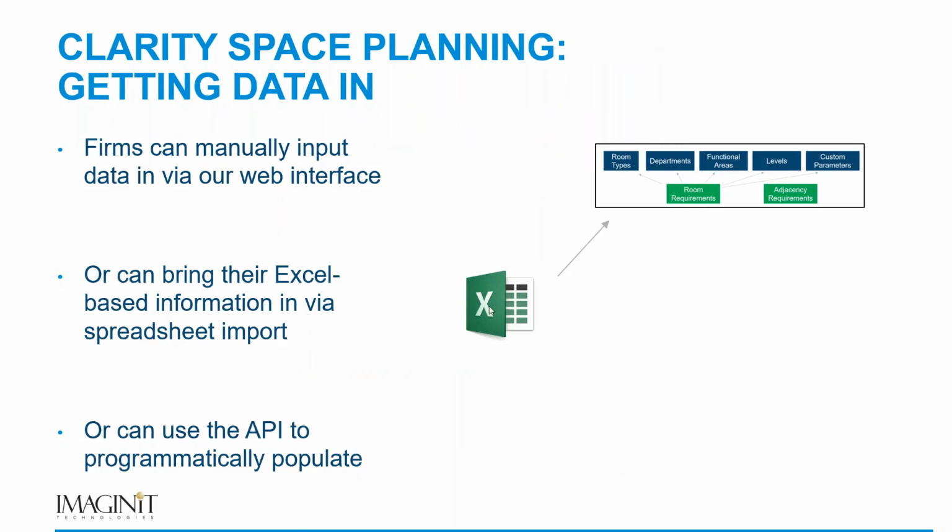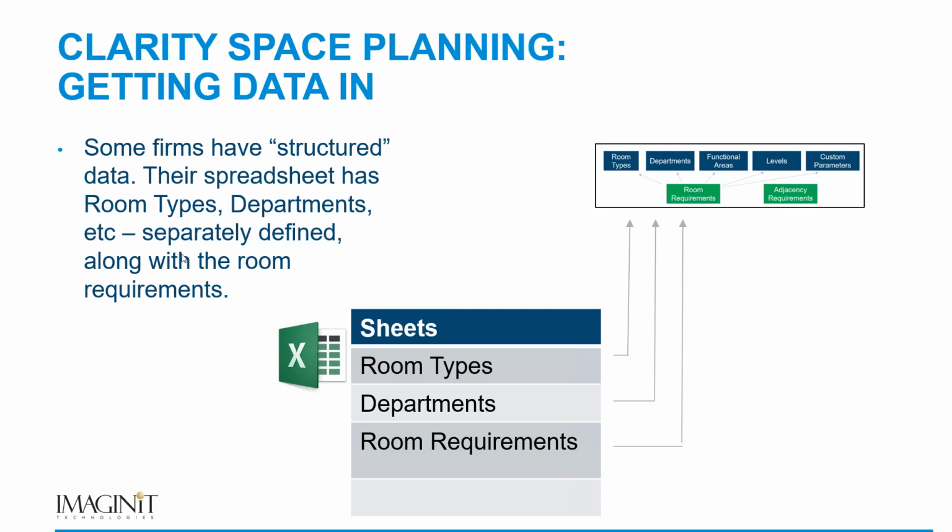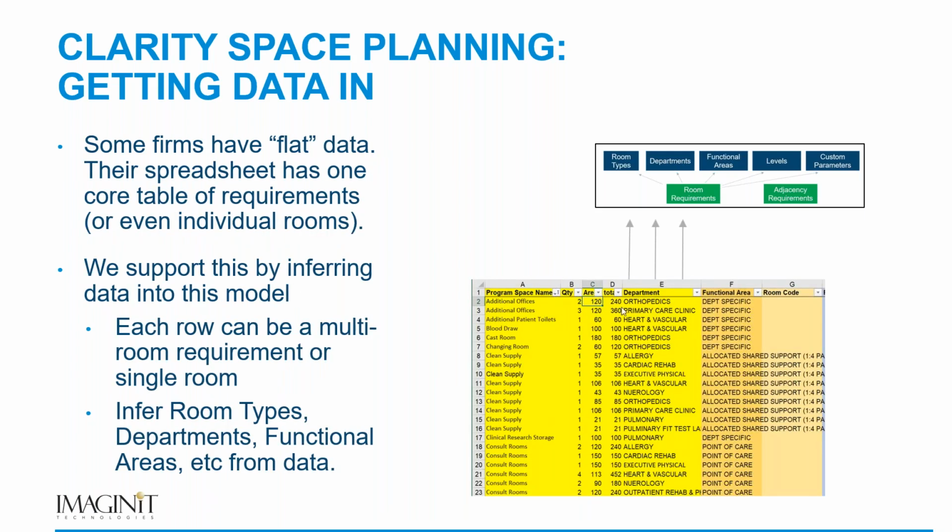And as I mentioned, you can take this data and populate it from Excel, from an API, or manually input. And we try to have some different approaches to this, because we felt like firms either had structured data where you list out room types and departments and that kind of thing, and the actual requirements were things that referenced room types. But other firms just had a flat spreadsheet of, here's the spaces and how many and what the areas are, and this is all that there was. And so we can deal with either approach, and we'll just infer the structure out of this single spreadsheet.